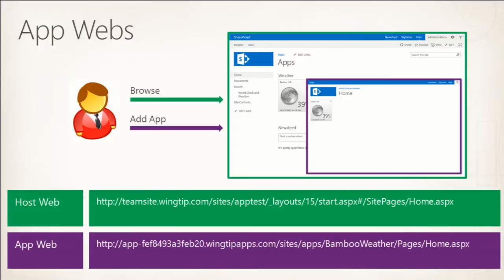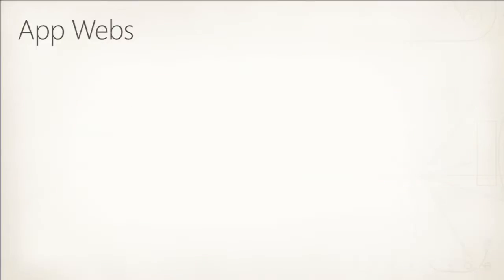So for instance, in the screenshot, you can see that there's a weather app that's deployed. So the weather information is displayed on the homepage of the host web. The user doesn't browse to the app web. So even though that functionality is available in the app web, the user won't see that. Not from the app web anyway.